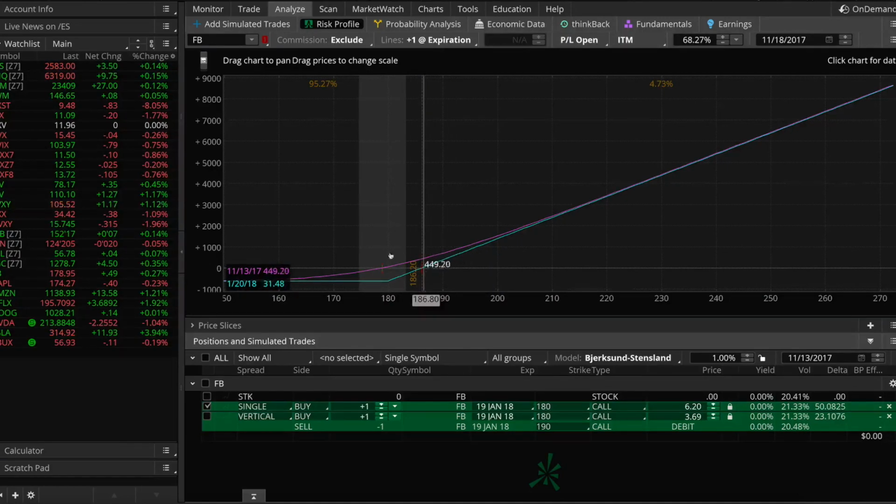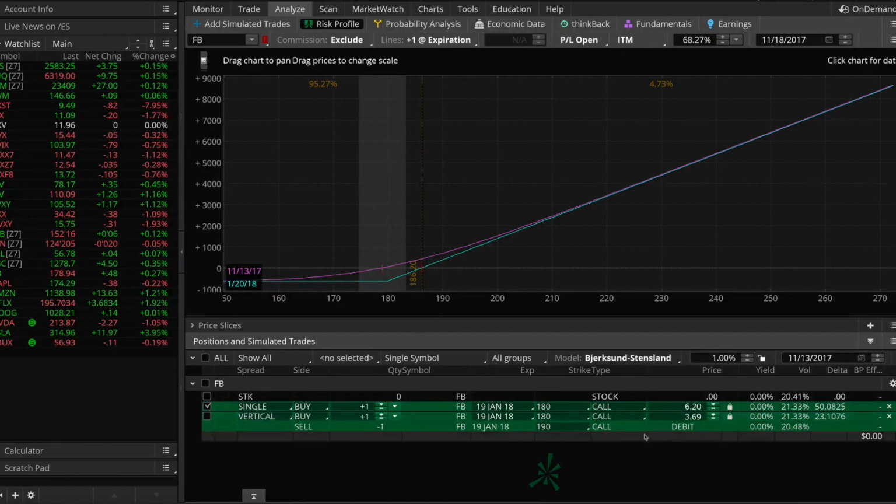Now, as we can see here, right at 186.20, our P&L is going to be zero. So if Facebook is right at $186.20 at expiration in January of 2018, this 180 call is going to be worth $6.20, which is exactly what we paid for it, and therefore we won't make or lose any money on the trade.